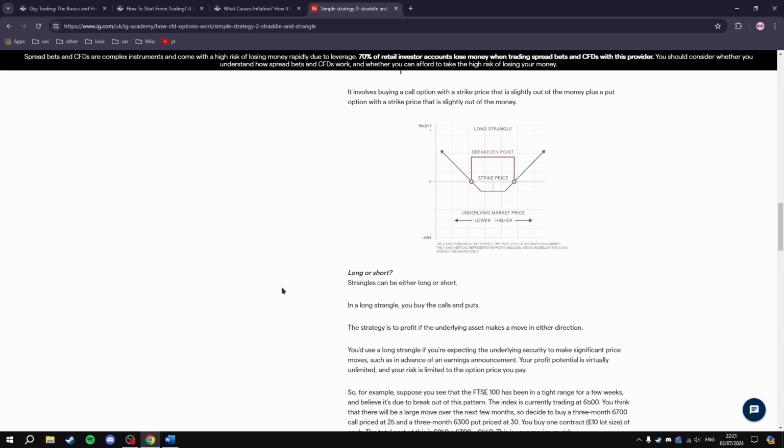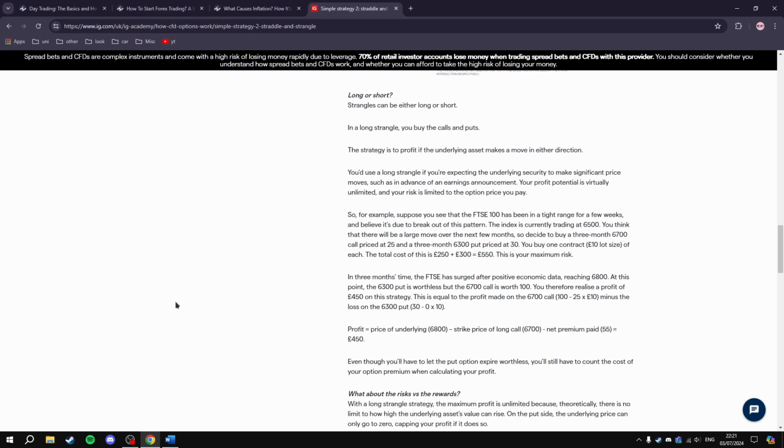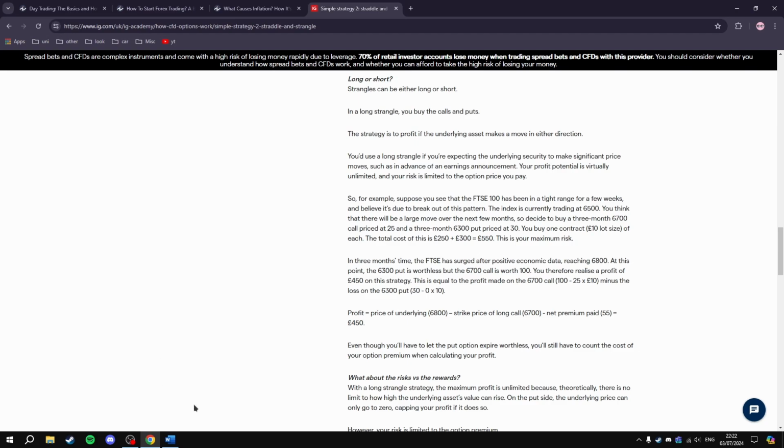So it involves buying a call option with a strike price that is slightly out of the money, plus a put option with a strike price that is slightly out of the money. And then we went through the long and short. Strangles, not straddles, can either be long or short.